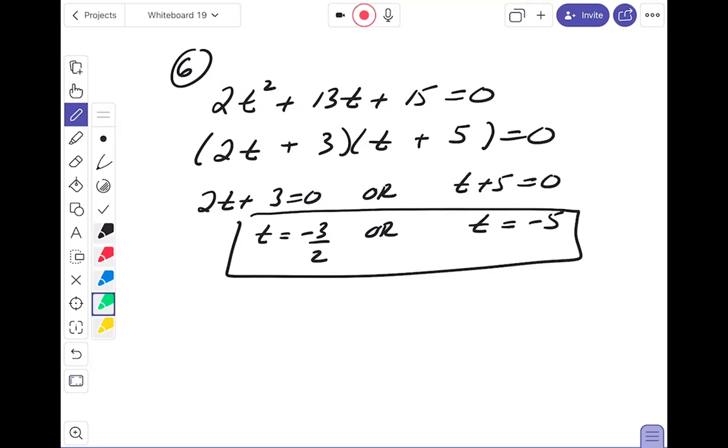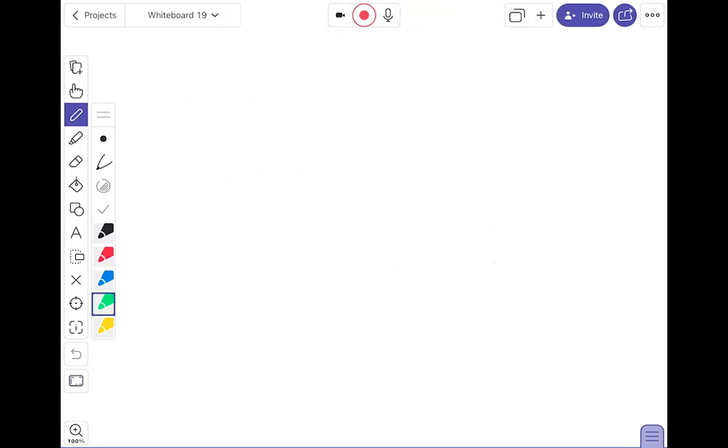Again, look at the answer key. Make sure you can agree with it. What does it say? t is minus 5 or t is minus 3/2. Go to number 7.